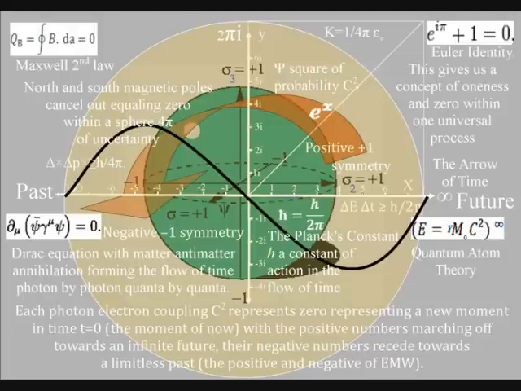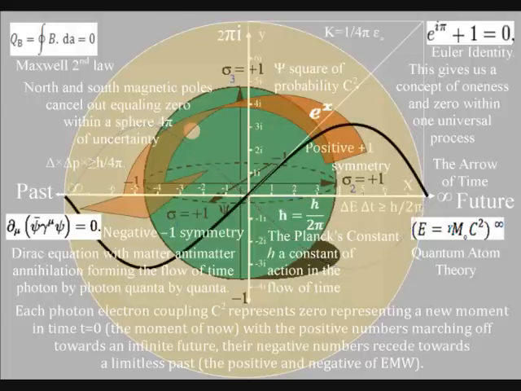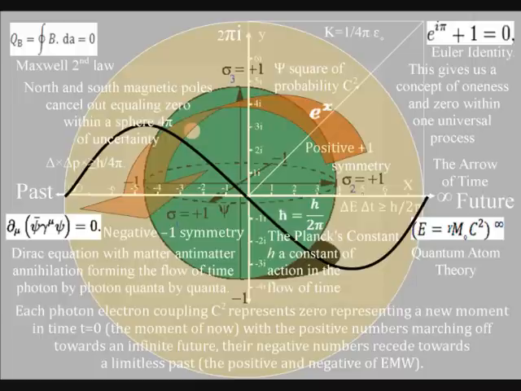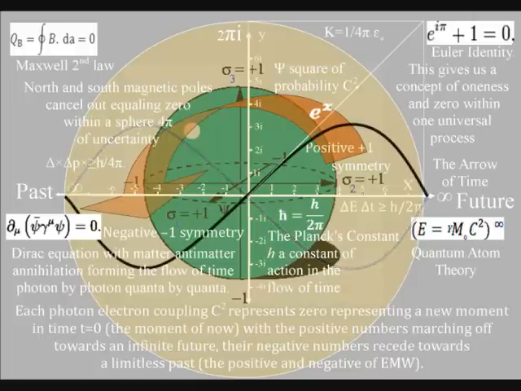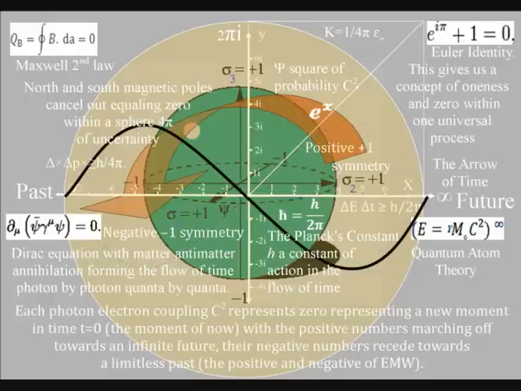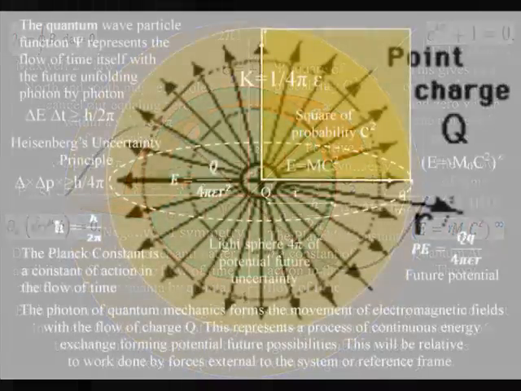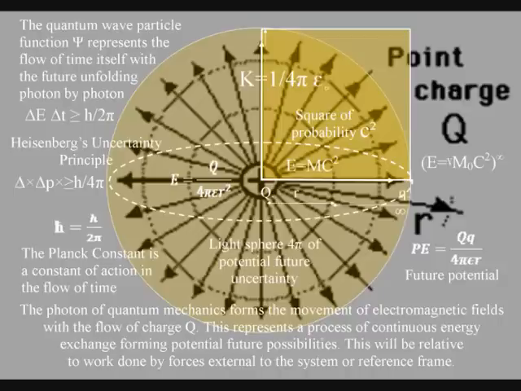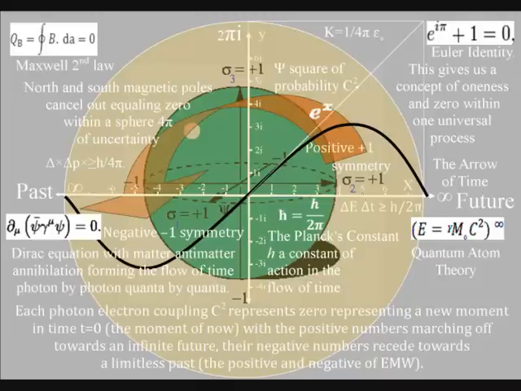In the top left-hand corner, we have Maxwell's second law, with north and south magnetic poles cancelling out, equaling 0, within a sphere of uncertainty. This forms the continuous flow of electric charge, with the movement of electromagnetic fields. The electric fields will always be at right angles to the magnetic fields, because the momentum of light will always be at right angles to the surface of the sphere. This is represented on the diagram by the imaginary numbers being at right angles to the real numbers.